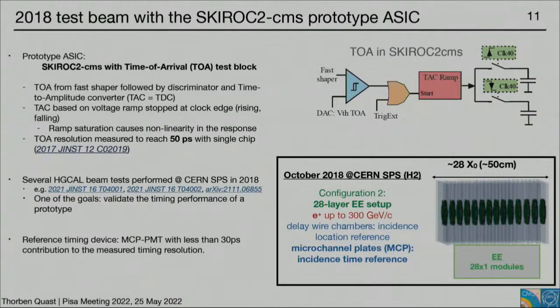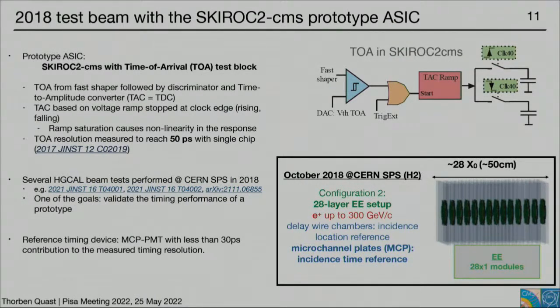So what we tested at the end of 2018 was a prototype system from HGCAL, where we had a prototype readout ASIC, the so-called Skyrock 2 CMS. The Skyrock 2 CMS had a prototype circuit for the time of arrival measurement, for the timing measurement. You had there a fast shaper followed by a discriminator, and then you had a block which converted the time to an amplitude, and this amplitude then gave you an insight of when the incidence of the time was. What we knew from characterizing this chip beforehand is that we could expect an order of 50 picoseconds time resolution for this chip. And as I said, we have constructed modules with these chips, with prototype silicon modules.